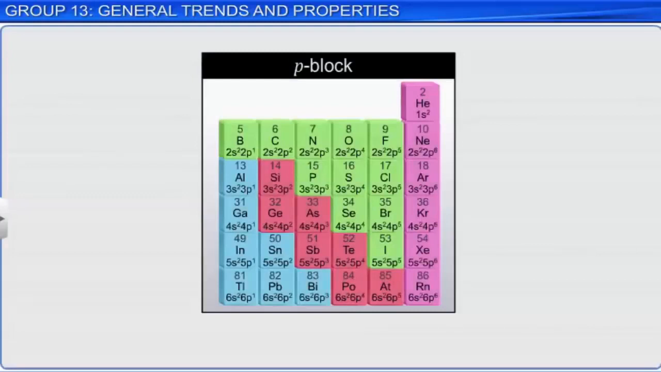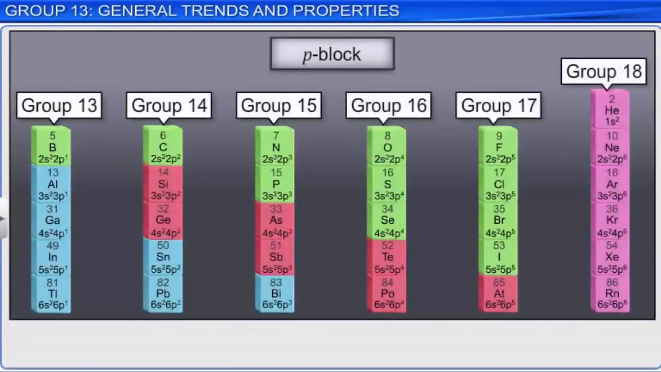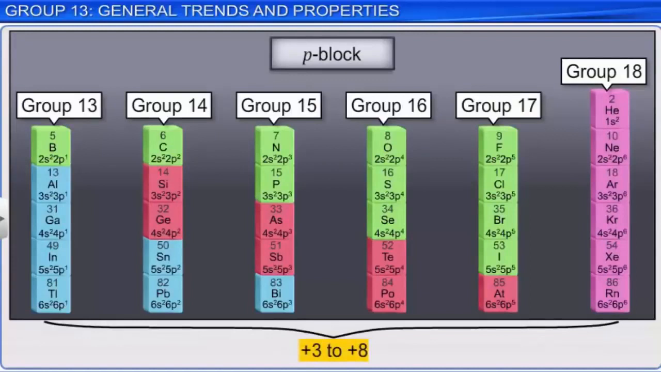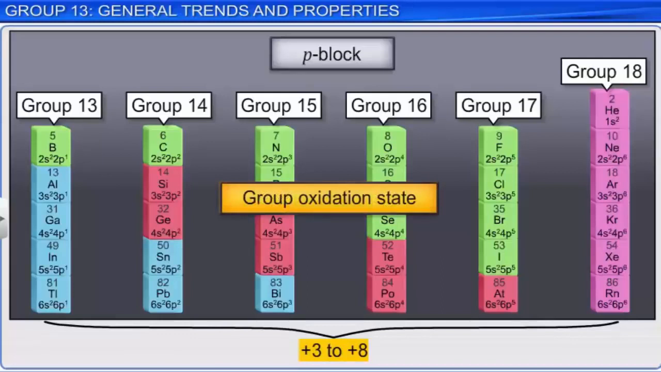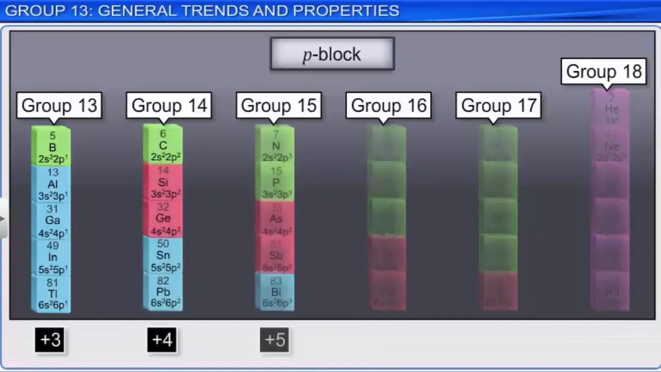For p block elements, the maximum oxidation state is equal to the total number of valence electrons. So, as we move from group 13 to group 18, the maximum oxidation state rises from +3 to +8. This is sometimes called the group oxidation state. For the boron, carbon, and nitrogen families, this is the most stable oxidation state for the lighter elements in each group.